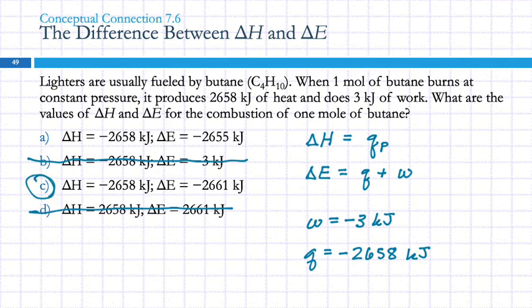Again, negatives can be confusing. If you want to do this on your calculator, use that change sign button, negative 2658 plus, that's what it looks like on mine, negative 3, and that's going to give you negative 2661. Okay, any questions?